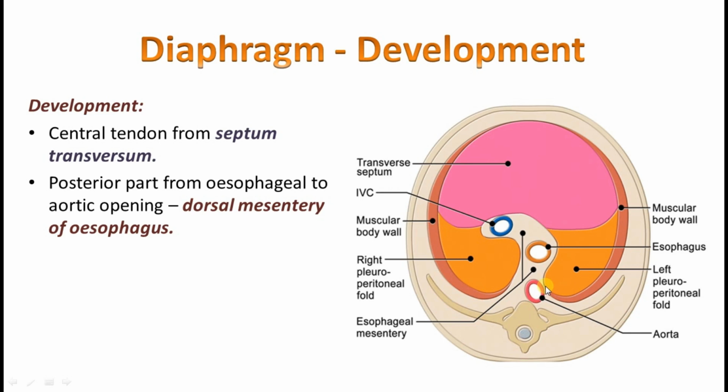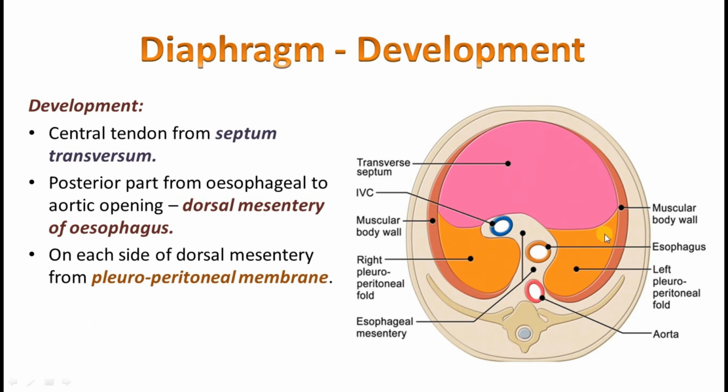Then the muscular peripheral part is from the lateral plate of somatopleuric mesoderm, and in between there is an opening called the pleuroperitoneal canals. As the diaphragm develops, these canals are closed by pleuroperitoneal membranes. Then the muscles from the lateral plate mesoderm migrate over the pleuroperitoneal membrane and complete the diaphragm. So it becomes a complete partition, only allowing certain structures through the openings.